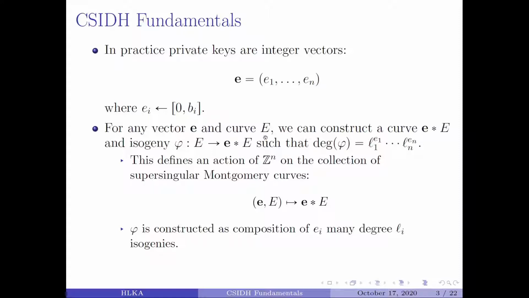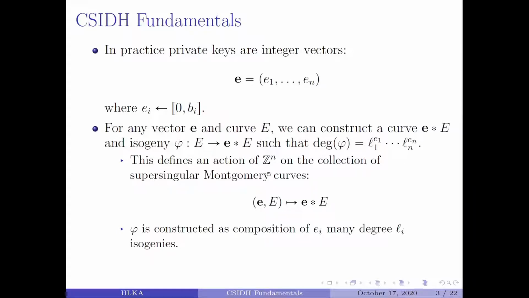Given any one of these keys, as well as an elliptic curve, capital E, we can construct a new curve, which we'll label as e star E, as well as an isogeny going from the original curve to the new one, with the property that the degree of this isogeny is the product of the li's to the ei's.